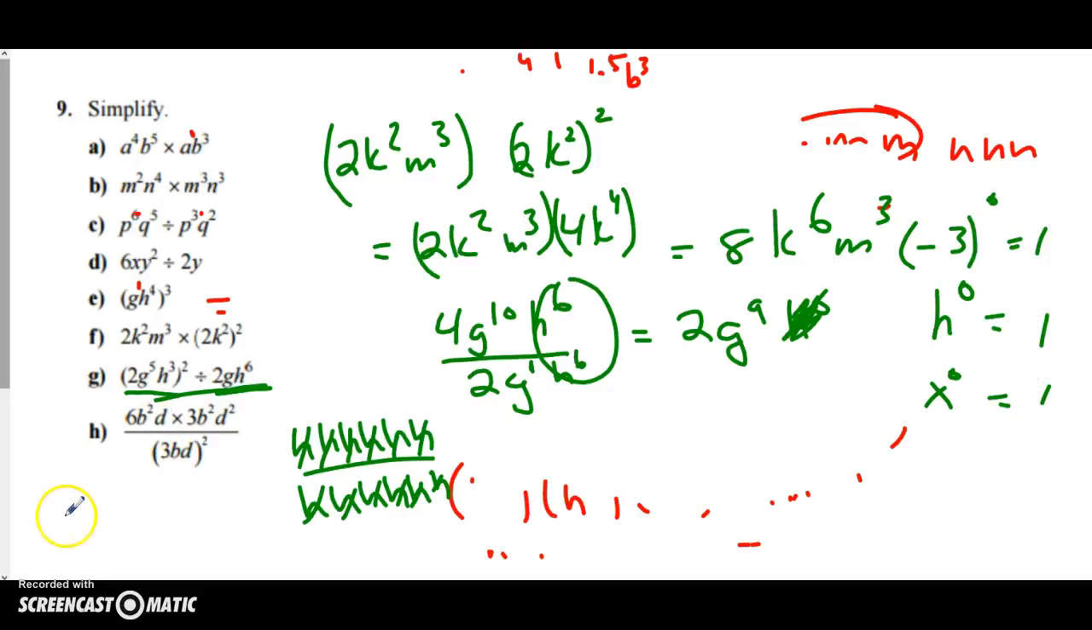Okay, this last one here, I mean, you know the rules now. You can do this. 6 times 3 is 18. Okay, so let's clean up the top and then clean up the bottom. B, how many B's do I have? 2. I have 2 more. That's 4. I have a D. I have 2 more. I have 3 D's.